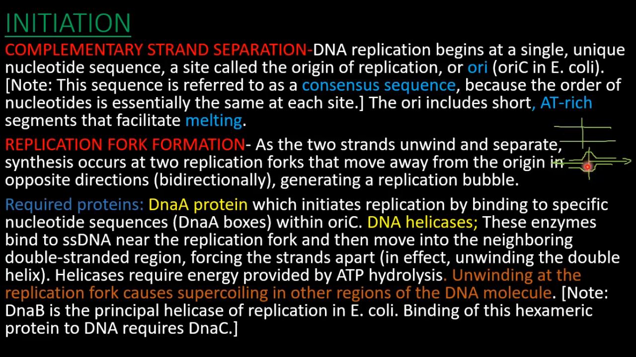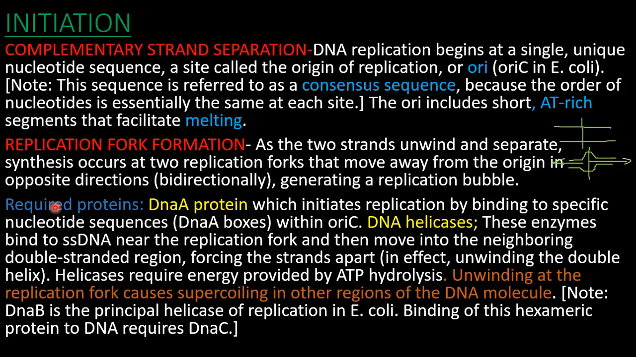After a local unwinding due to binding of some proteins such as DnaA, the replication fork is formed here. It will grow towards this side, and the other one, the replication will go to this side. By doing so, a replication bubble is formed.